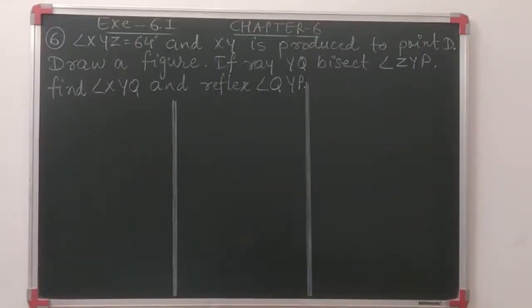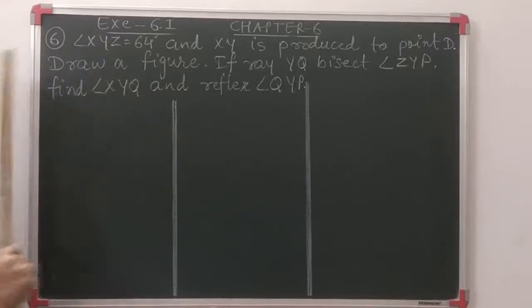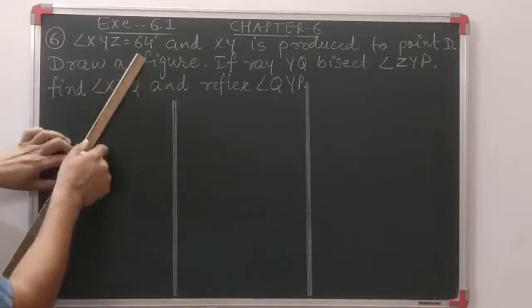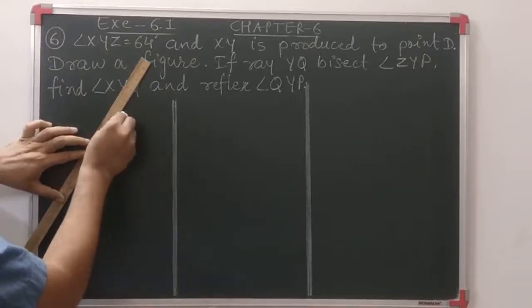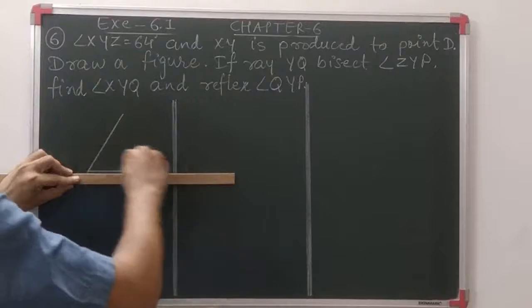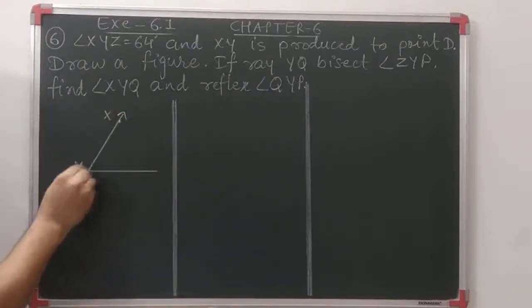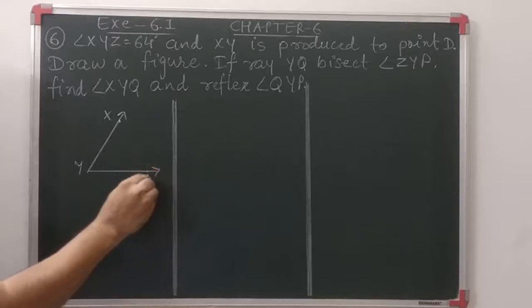Let's see, this is the last question of this exercise. See, the diagram is not given. We have to construct the diagram by our own. So as it is given that XYZ is 64 degree. So 64 degree we should consider as an acute angle. So let us consider this is angle XYZ which measured 64.